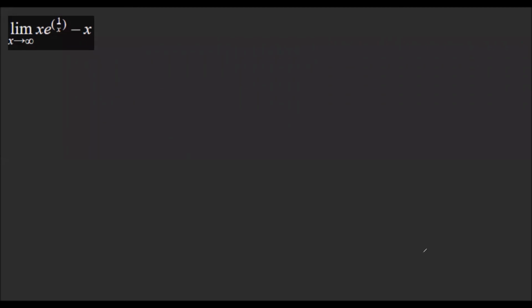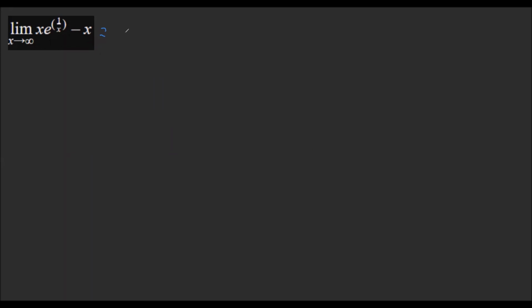Okay, this is practice problem 3, the second to last practice problem. Now this is going to involve indeterminate differences. So let's of course prove that this is indeterminate. We're going to take the limit as x approaches infinity of x times e to the power of 1 over x minus x. So in reality, this is equal to infinity times e to the power of 0 minus infinity, also known as infinity minus infinity, and that is of course indeterminate. So we're going to attempt to get this indeterminate limit into quotient form.